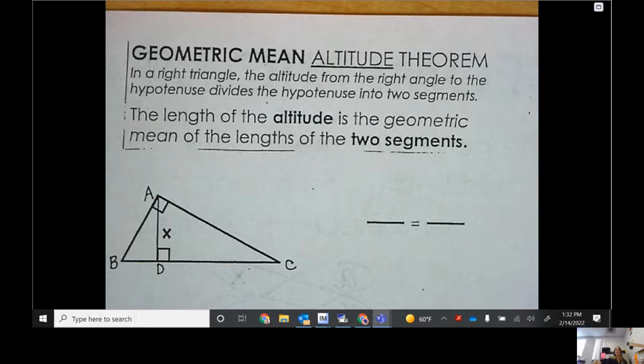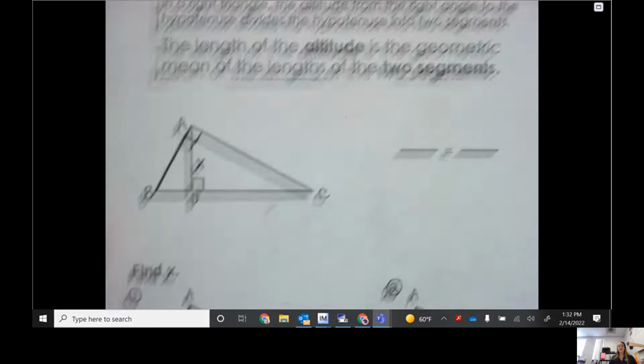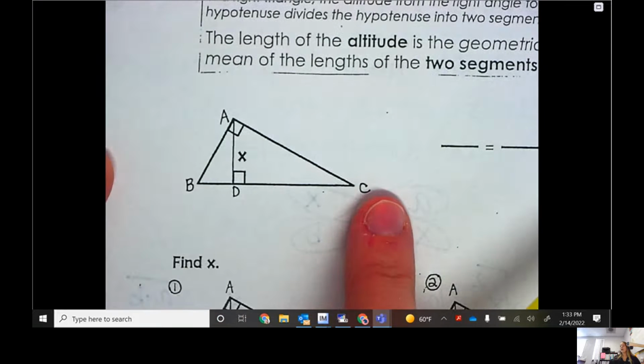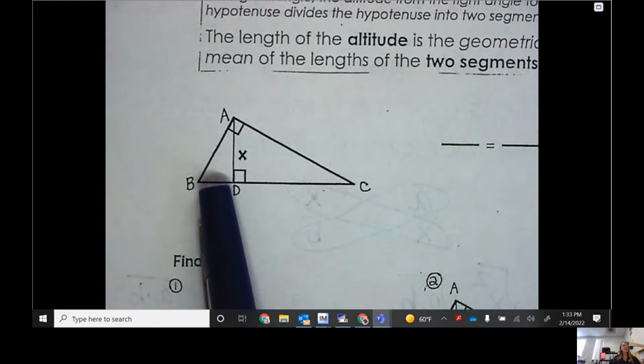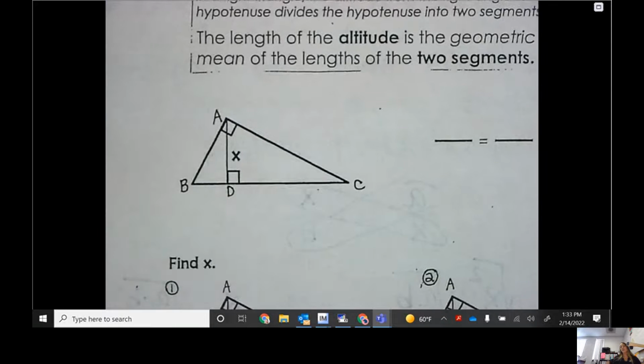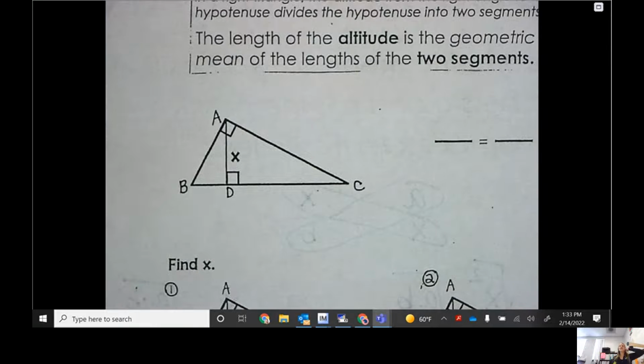So I'm going to take my first color, and I'm going to use the same color for all of my altitude problems. The altitude is the piece in this triangle that is dividing up the bigger triangle. So in this picture, you really have 3 triangles. You've got the really big one, ABC, that's the big triangle. Then you've got a small triangle on the left, ABD, and a medium-sized one, ADC. The altitude is the piece that's dividing them up into smaller triangles.